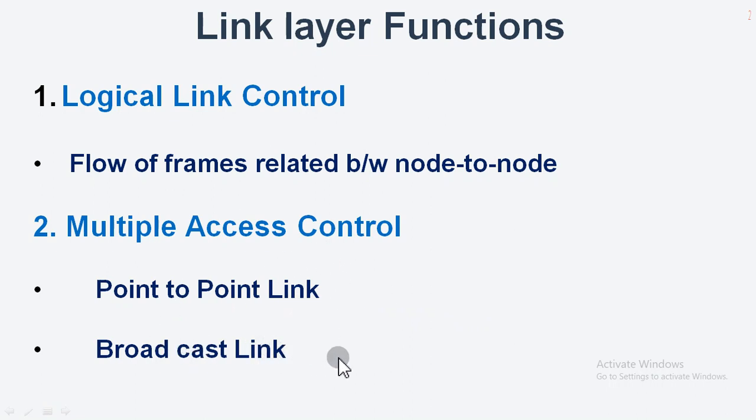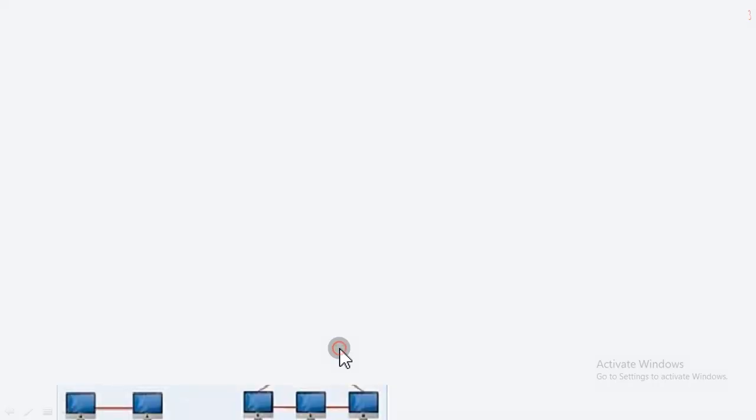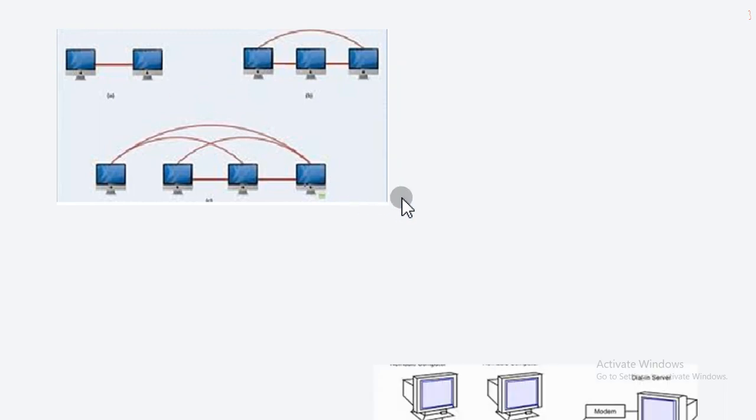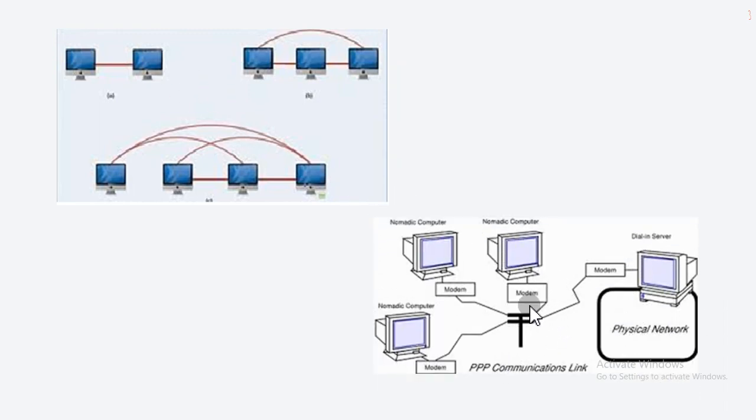As far as a point-to-point link is concerned, it consists of a single sender and a single receiver, a single sender at one end of the link and a single receiver at the other end of the link. This is another example, and here is also another example where every end system is connected independently to some other end system. Many link layer protocols have been designed for point-to-point links, and the point-to-point protocol is one such protocol that we will cover maybe in the last tutorial.